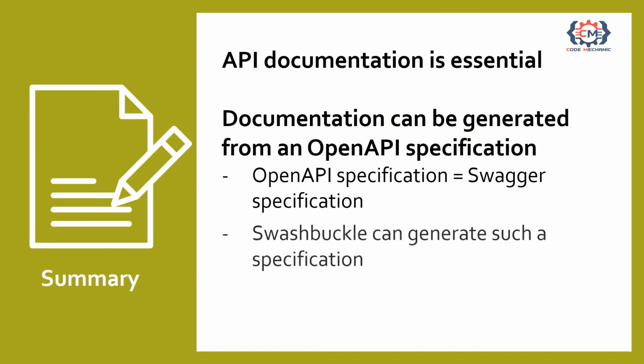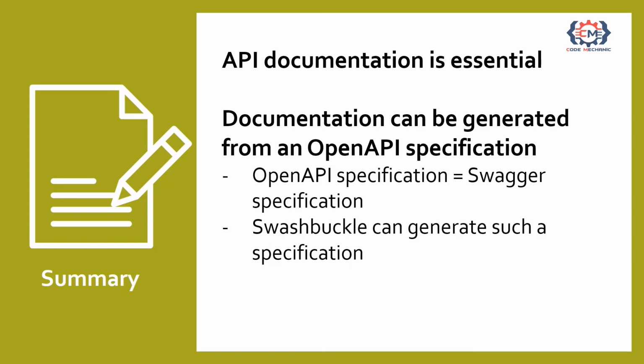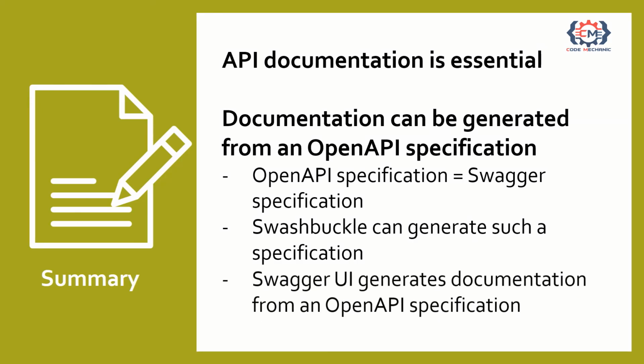Swashbuckle is an ASP.NET Core library that generates such a specification for ASP.NET Core MVC apps like an API. It includes Swagger UI, which uses the generated specification to create a documentation user interface. And with that, we will move further to coding in the next video.